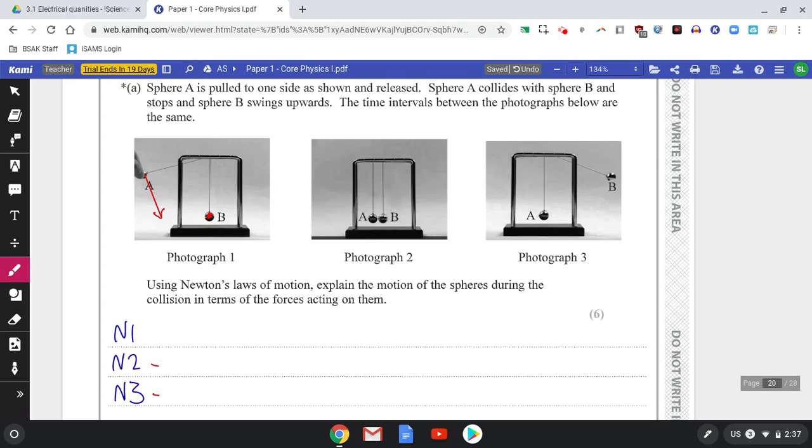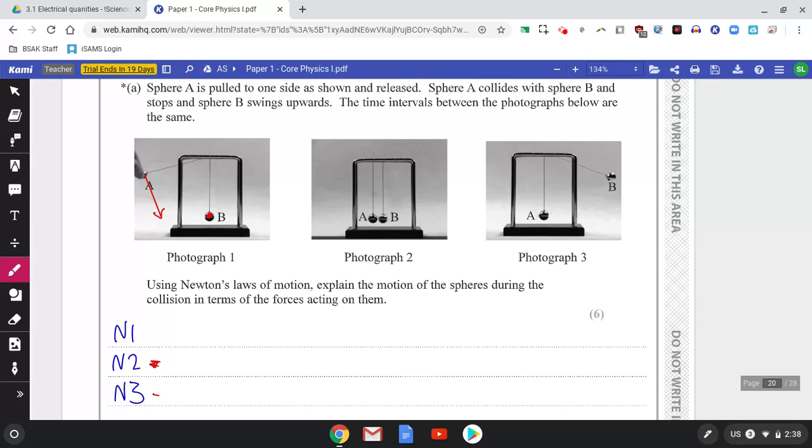Okay, but at the same time, we have N2 again, don't we? If B exerts a force on A in the opposite direction to A's motion, it's going to slow it down to rest. It's going to cause it to decelerate until it stops. So we've got Newton's second law, or N2, in action. At the same time, at exactly the same time, A is exerting a force on B. So B is going to accelerate in that direction. So B accelerates from rest and is given some kinetic energy.